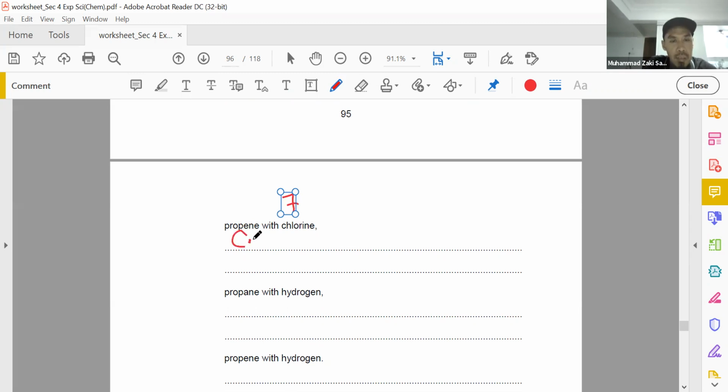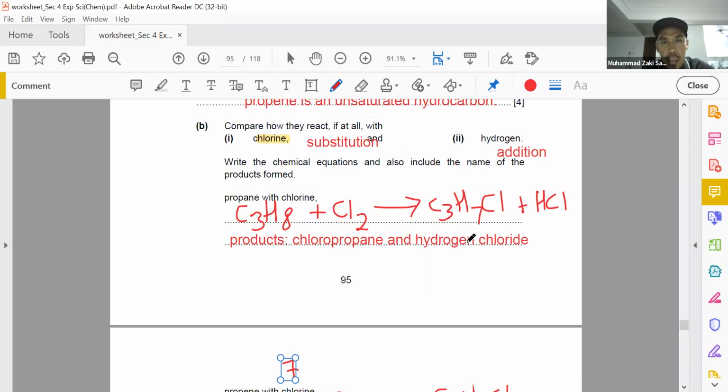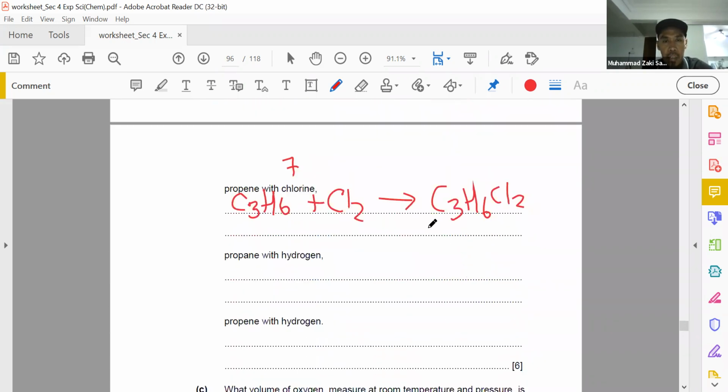So propene, C3H6, plus chlorine, Cl2. This one is an addition: you add the chlorine inside the molecule. So this one must have a condition, right? It must have UV light. UV light. Okay. Next, this one there's no condition.